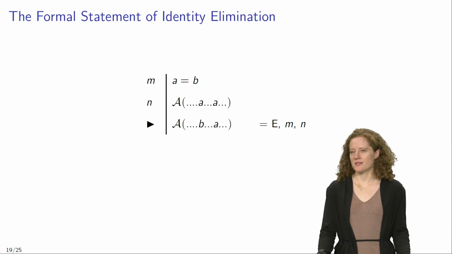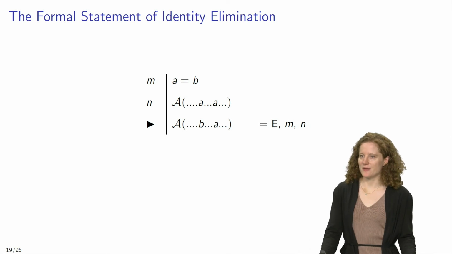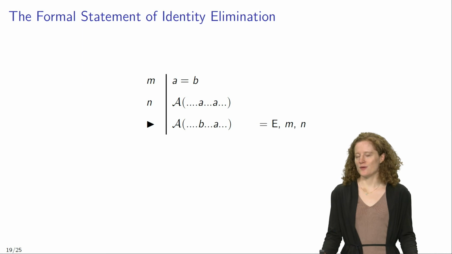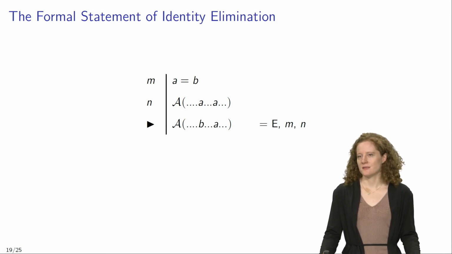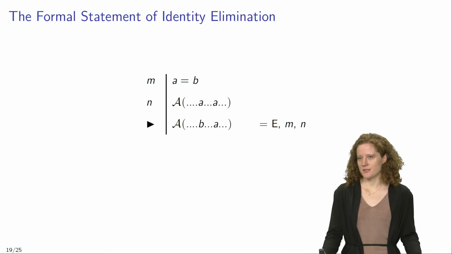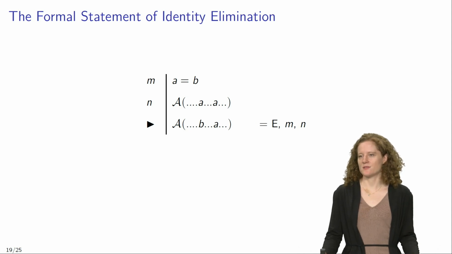Formally, this rule looks as follows. If in line M of your proof you have the identity statement A equals B, and in line N of your proof you have a sentence that ascribes a property to A, so A has the property of being F in this case, you can then infer that B has the very same property. So B has the property of being F as well. And you can justify this inference by means of identity elimination applied to lines M and N.